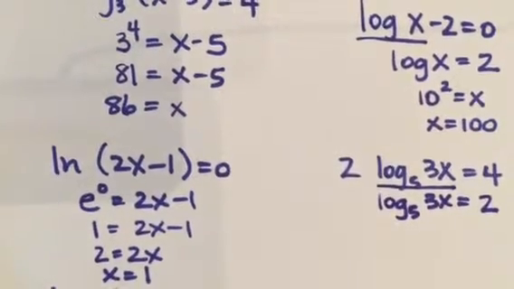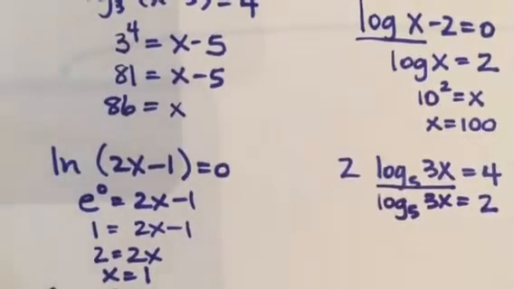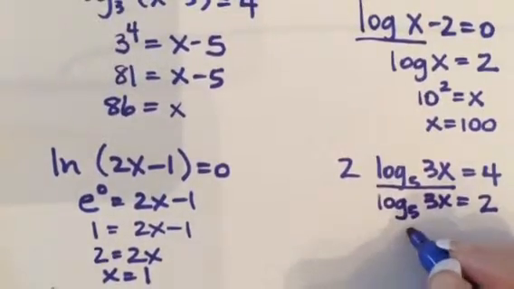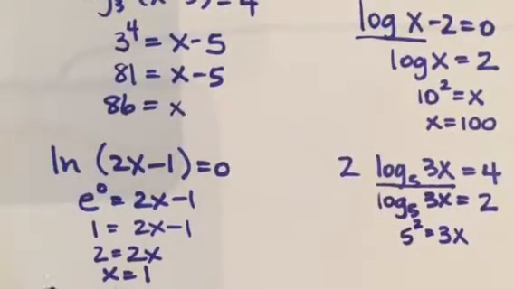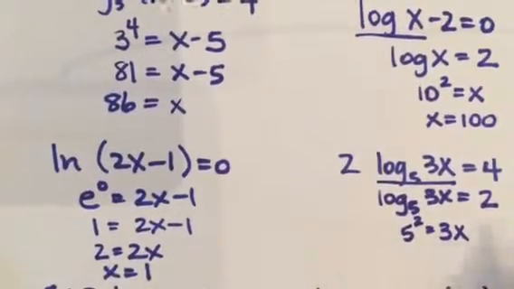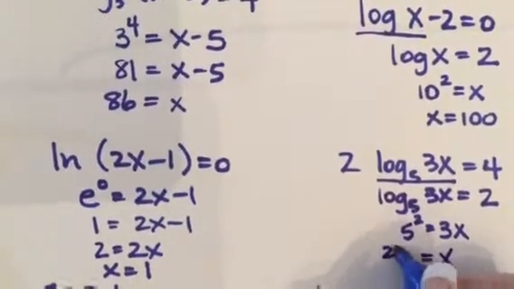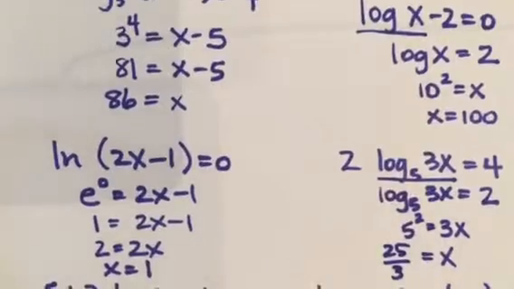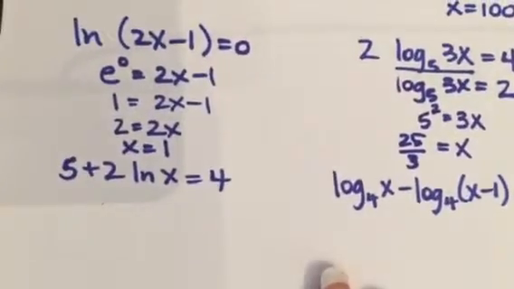Okay, so now let's rewrite this in exponential form. So start with the base of the logarithm, which is 5. 5 squared is equal to 3x. I think 5 squared is otherwise known as 25. So when I divide both sides by 3, I would get x is equal to 25 divided by 3. And we can leave it just like that. All right, very good. Let's move on to the last 2 examples that we have.